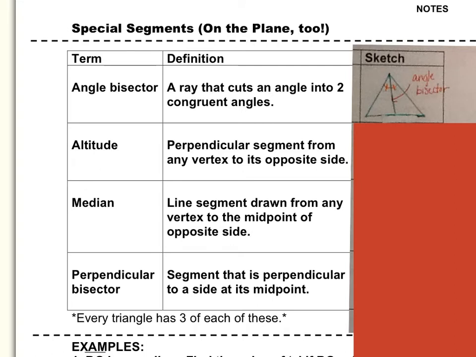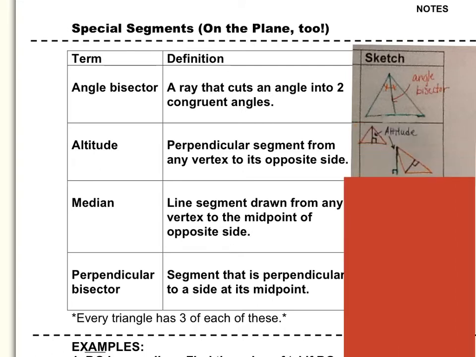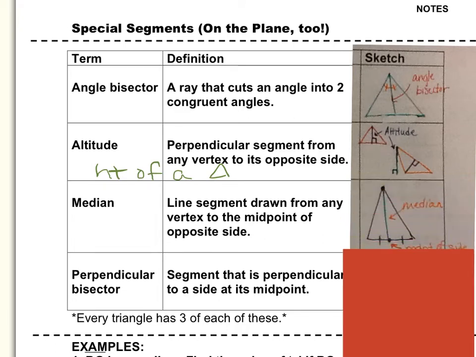Next, we have what's called an altitude. An altitude is the height of a triangle. Now, we have a couple different cases here. We have our altitude where it's just straight down from a vertex and it's contained inside the triangle. Then we have another case where we might have an obtuse triangle and we can drop that altitude from that vertex straight down and it's outside the triangle.